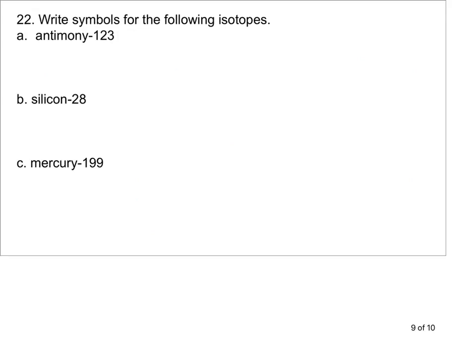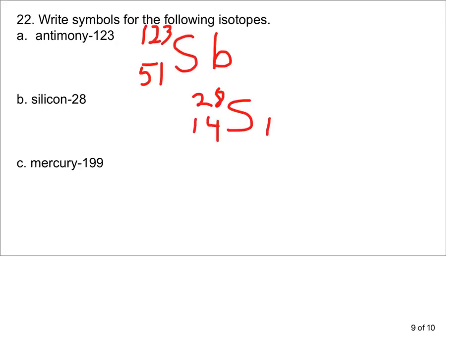And write the symbols for the following isotopes. Antimony, Sb, with that 123 up here, its mass number. Look it up on the periodic table, and antimony's element number is 51. Silicon, Si, mass number 28, atomic number 14. Mercury, Hg, mass number 199, and atomic number 80.